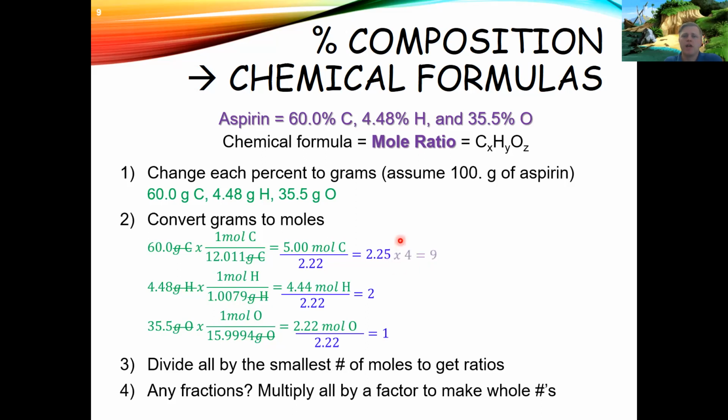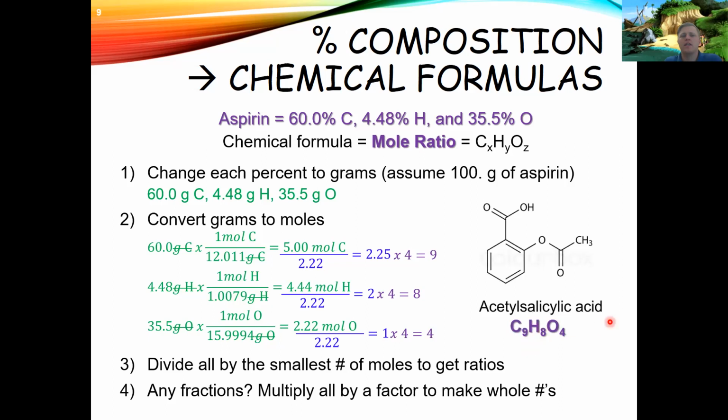So we'll have to multiply all of these by 4. So 2.25 times 4 is 9, 2 times 4 is 8, and 1 times 4 is 4. So now we've got the formula of aspirin, which is C9H8O4. So this is our actual structure of aspirin. And if we count, we've got 1, 2, 3, 4 oxygens, and 1, 2, 3, 4, 5, 6, 7, 8, 9 carbons. And we won't count hydrogens, but you can see that the formula there is correct.